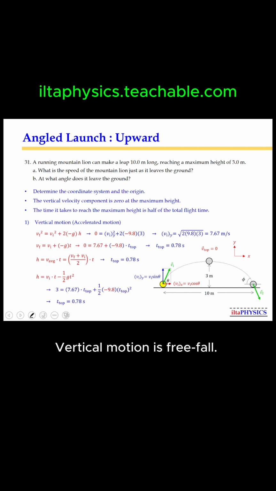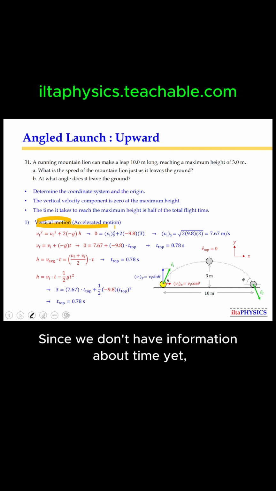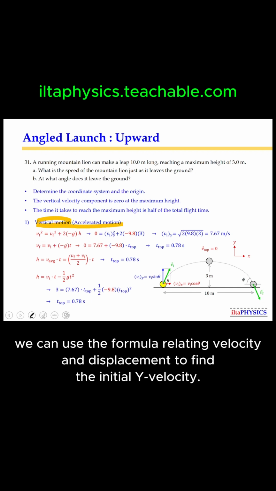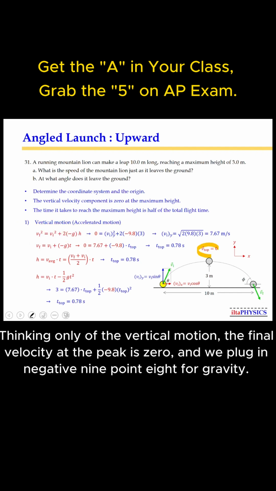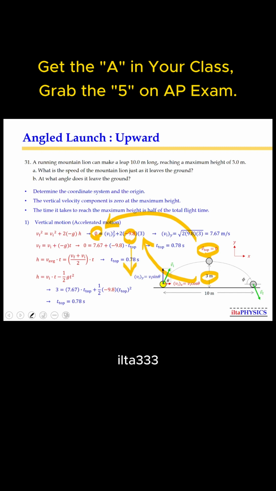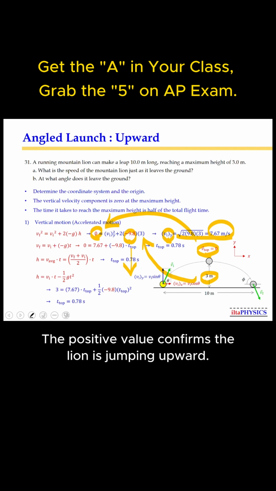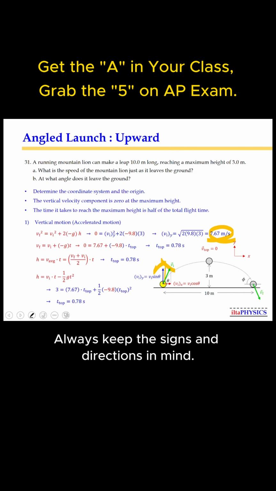Vertical motion is free fall. Since we don't have information about time yet, we can use the formula relating velocity and displacement to find the initial y velocity. Thinking only of the vertical motion, the final velocity at the peak is 0, and we plug in negative 9.8 for gravity. Calculating this gives an initial vertical velocity of 7.67 meters per second. The positive value confirms the lion is jumping upward. Always keep the signs and directions in mind.